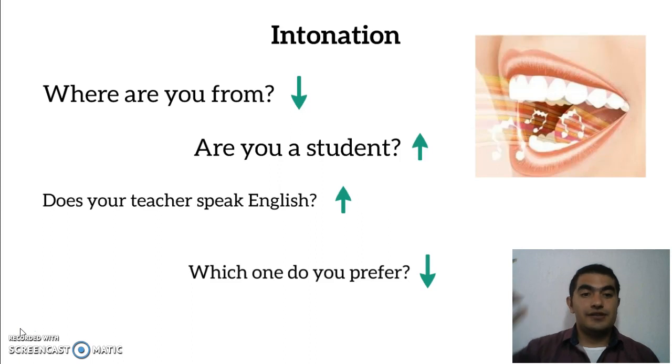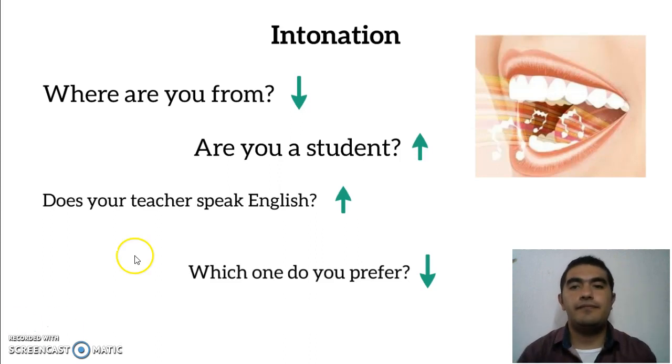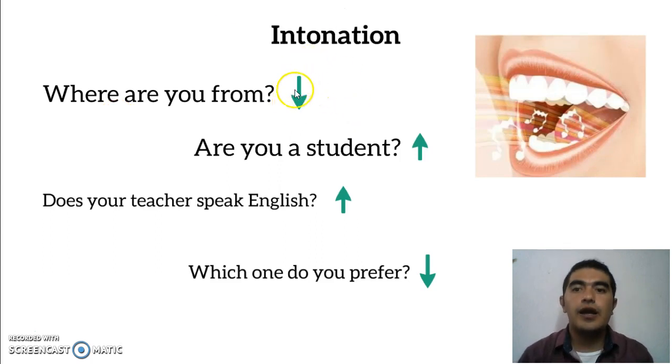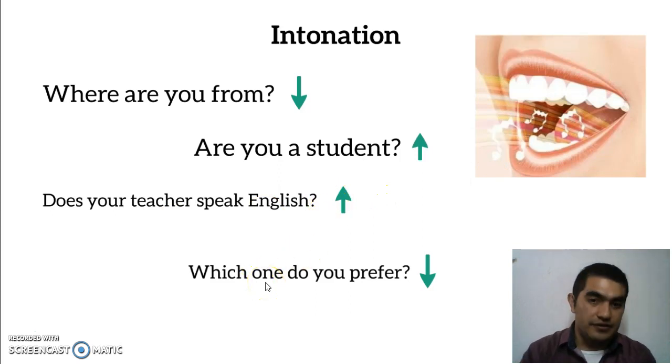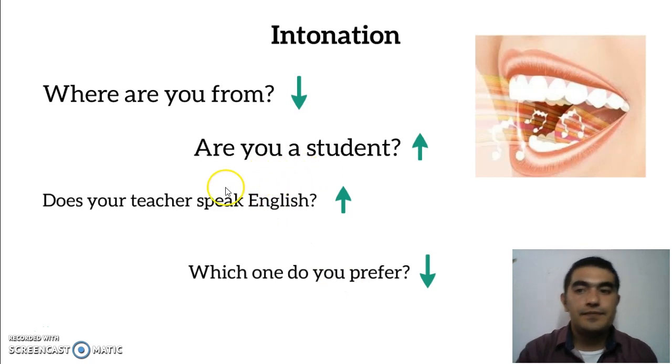Okay, exercise of intonation. Do you remember down and up? Down and up. Okay, where are you from? Down. Are you a student? Up. Does your teacher speak English? Up. Which one do you prefer? Down. Okay, repeat after me. Where are you from? Which one do you prefer? Are you a student? Does your teacher speak English?